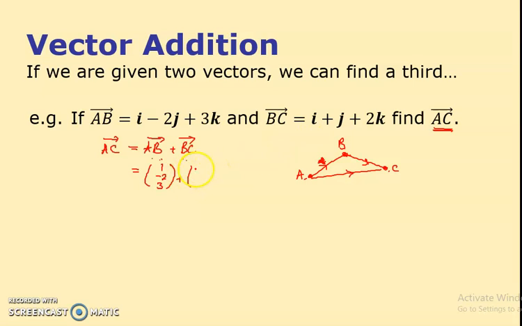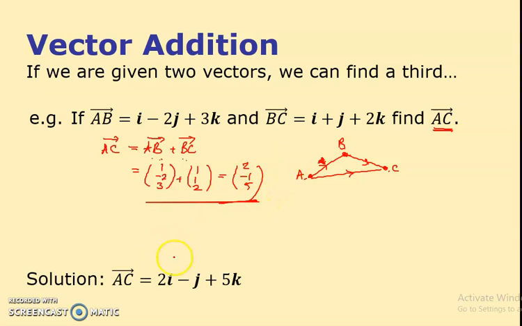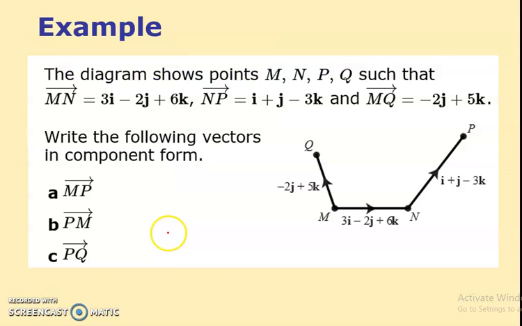What is BC? That's 1, 1, 2. So just add them together then. Okay, fair enough. 2, minus 1 and 5. Again, not hard. Notice that's being written in i's, j's and k's. I've written it as a column vector, but it's the same thing.